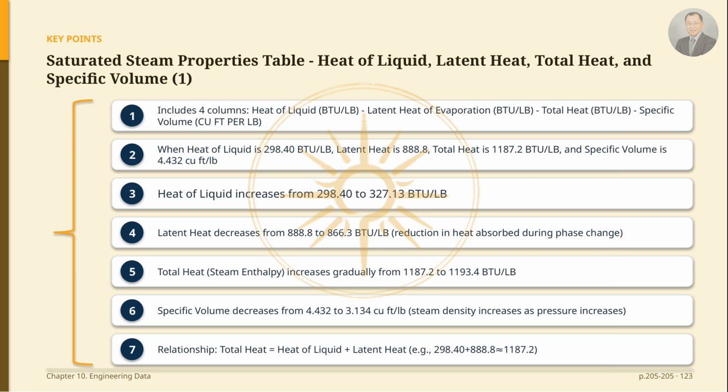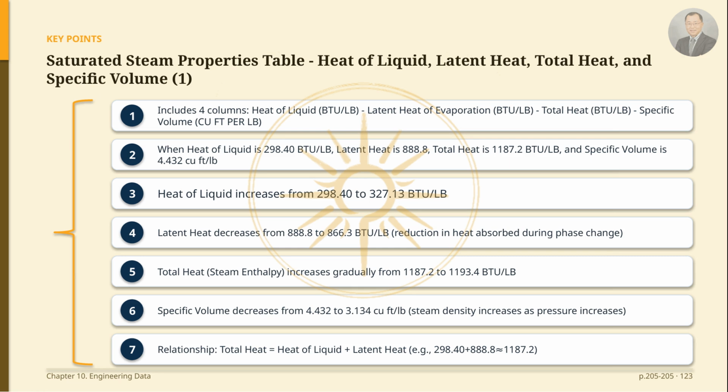Here, the total heat is calculated as the sum of the sensible heat of liquid and the latent heat of evaporation. Adding 298.40 and 888.8 gives approximately 1187.2, which matches perfectly. Following this section, as pressure increases, the sensible heat of liquid increases from 298.40 to 327.13 BTU/pound. Conversely, the latent heat of evaporation gradually decreases from 888.8 to 866.3 BTU/lb, because the heat required for the phase change decreases as pressure and temperature rise.